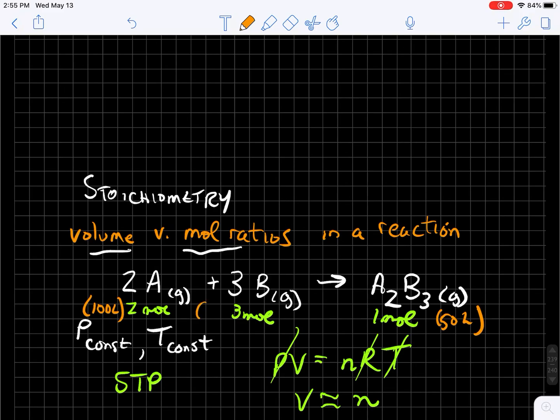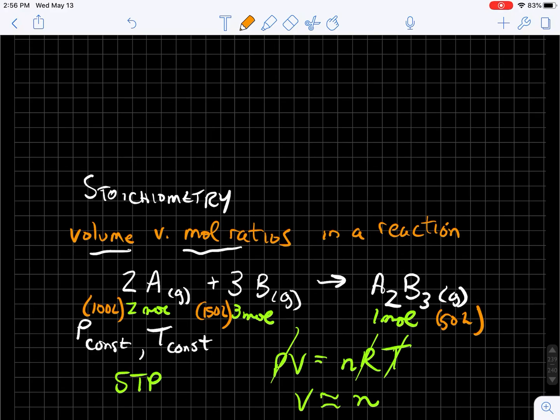So for B, we would have 150 liters. We could take 100 liters of chemical A and react it with 150 liters of chemical B, and as long as the pressure and temperature remain constant, we're going to get 50 liters of our product. Do understand, in reality, you're taking 5 moles of particles and producing only 1 mole of particles, so you're not getting as many particles hitting the container. So the pressure would change and the volume wouldn't. We'd run it in a container of constant volume.